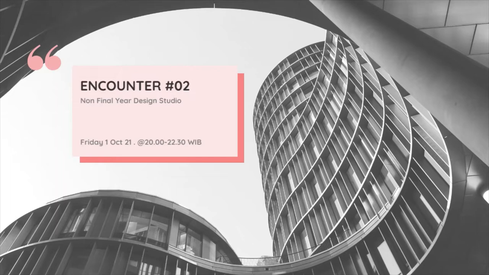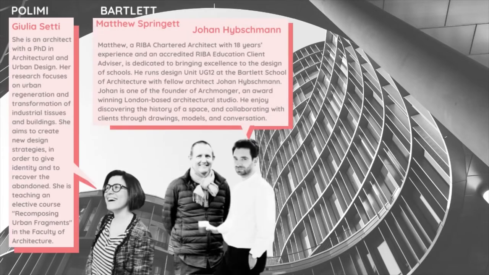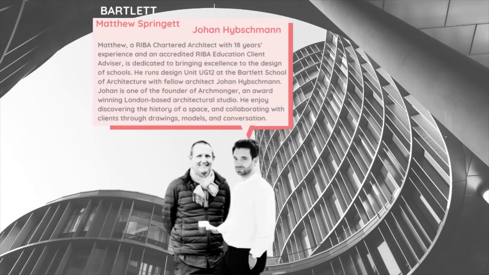So tonight we will have two guests from two different places sharing their experience teaching design studio. I will briefly read their background to give everyone context about who they are. The first to present is Matthew Springett and Johan Hybschmann. Matthew is a RIBA Chartered Architect and an accredited RIBA Education Client Advisor, dedicated to bringing excellence to the design of schools. He runs design unit UG12 at the Bartlett School of Architecture with Johan Hybschmann. Johan is one of the founders of Artmonger, an award-winning London-based architectural studio.